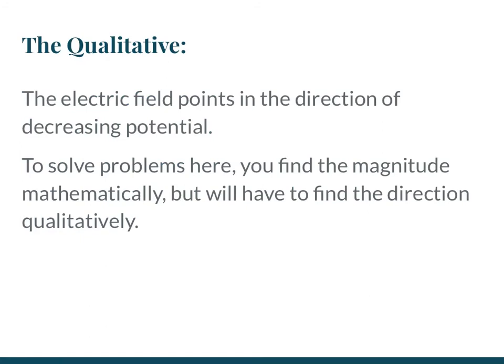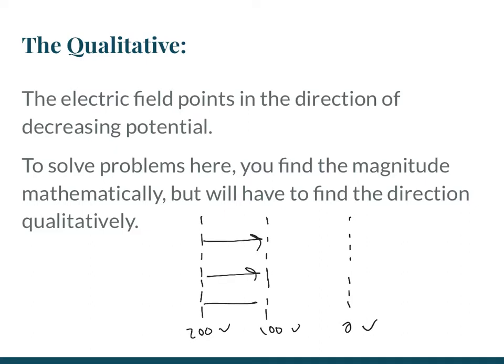The other rule to keep in mind is that the electric field points in the direction of decreasing potential. For example, if you had two equipotential lines, this one 200 volts, this one 100 volts, and then another one at 0 volts, the electric field would point in the direction of decreasing potential.